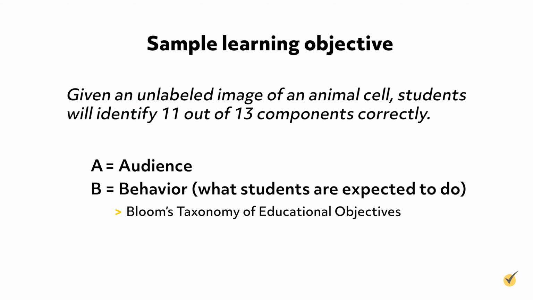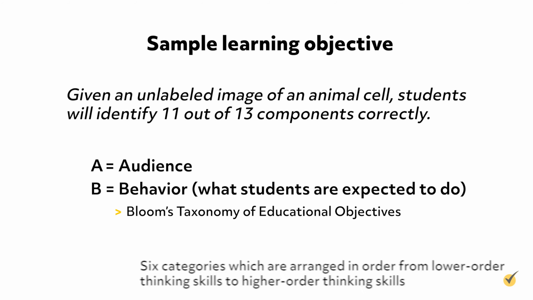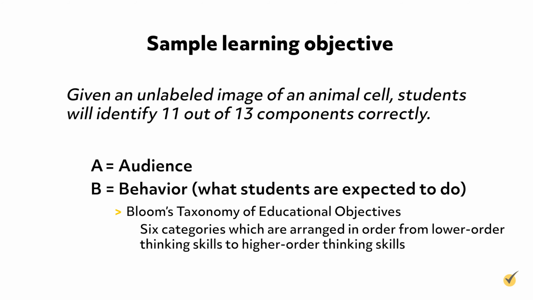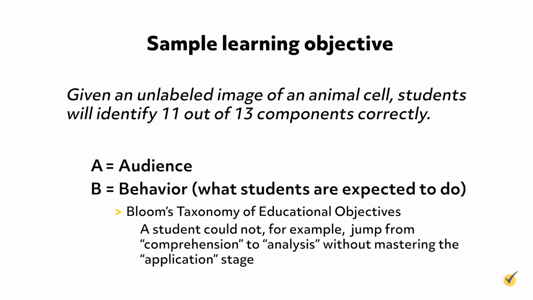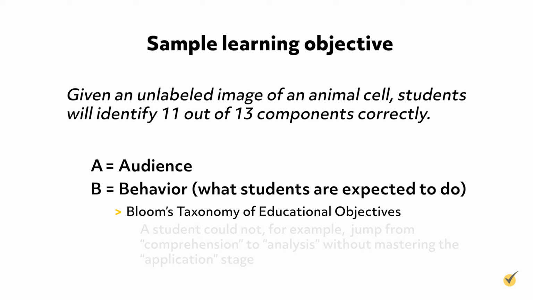While selecting objectives, many teachers turn to Bloom's taxonomy of educational objectives. This framework discusses 6 categories, which are arranged in order from lower order thinking skills to higher order thinking skills. Each skill or ability beyond knowledge is built on the previous one, indicating that a student could not, for example, jump from comprehension to analysis without mastering the application stage. After Benjamin Bloom and his collaborators published the taxonomy in 1956, professionals in the field of education began to associate verbs with certain stages in the taxonomy.